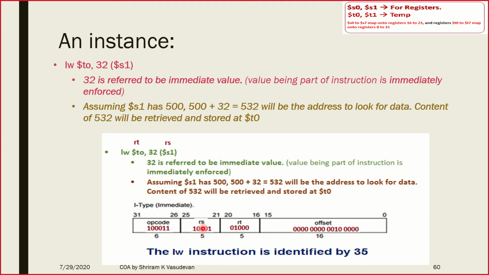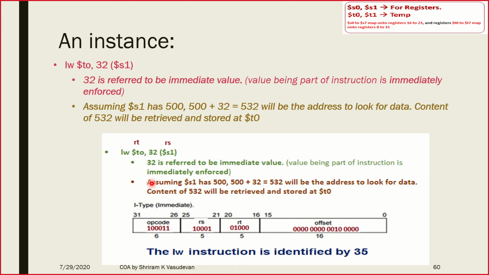Let's take what is RS. What is RS here? RS is nothing but S1. What is S1 represented as? S1 is mapped to 17 because 16 is S0, 17 is S1. So what do I need to put for RS? It is nothing but 17. So you can see that here it is 17. 16, 8, 4, 2, 1. 16 plus 1 is 17.